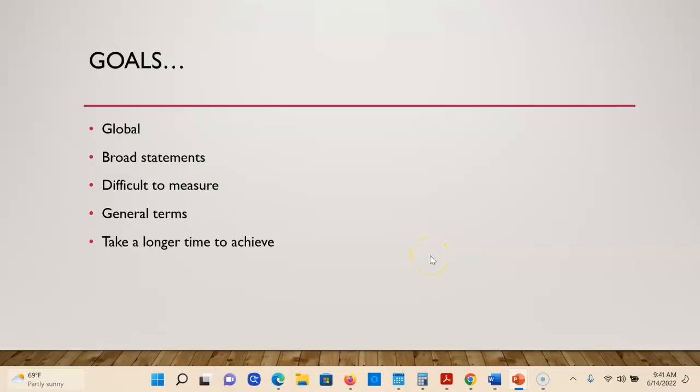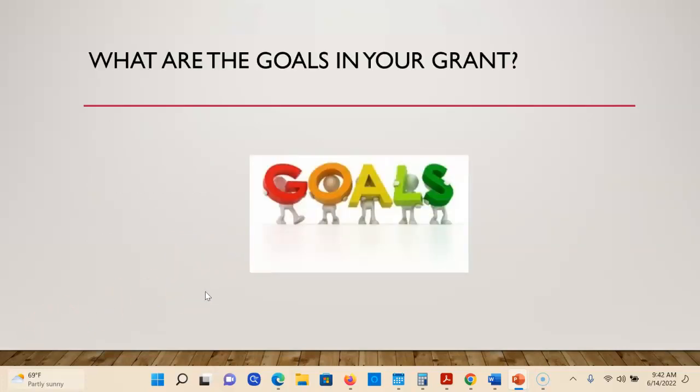So I want to talk a little bit about the difference between goals and objectives. Goals tend to be more global, and you have goals in your grants. You can see that they're very broad statements. They're difficult to measure, and they use general terms, and that's what makes them difficult to measure. Goals typically take a longer time to achieve, for example, over several years. Hopefully by this point everyone knows the goals in your grants, although I'm still correcting a few people. So make sure you know what the goals of your grant are that you're using for this class.